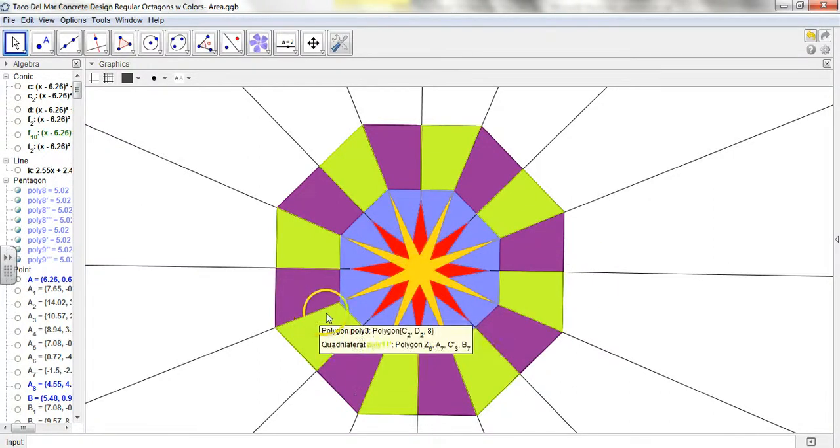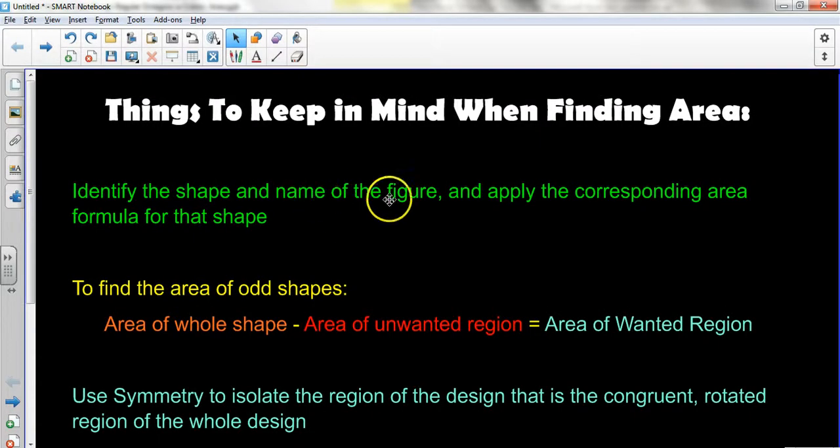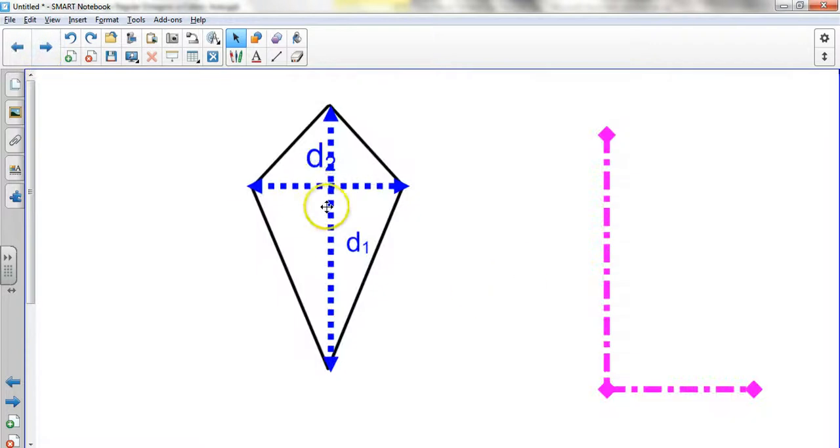Okay, so we look at the design and we say, oh man, that looks like a special quad, that looks like a kite. And we know the area of a kite, so you have to identify the name of the figure and the shape that makes it that figure, and apply the corresponding area formula for that shape. So if it's a kite, then I know that for my kite formula, I need to know the lengths of both diagonals here, right?